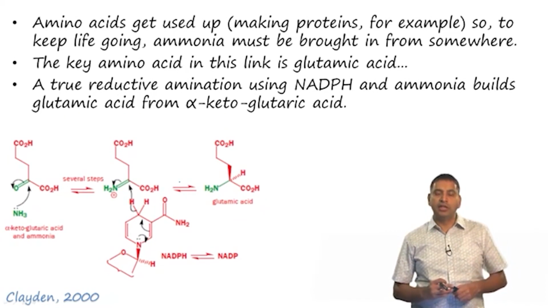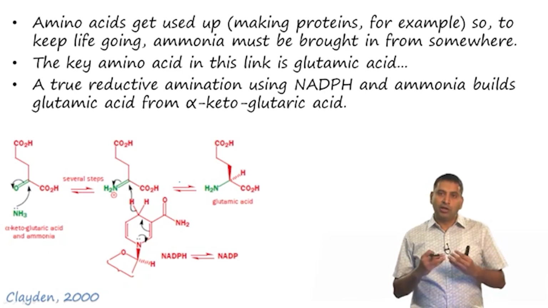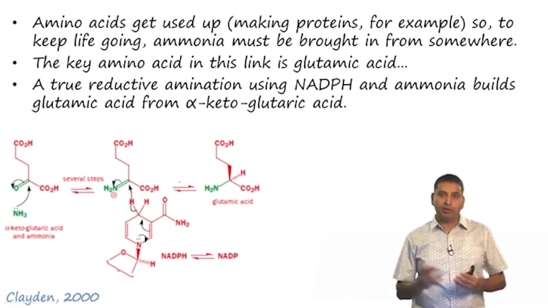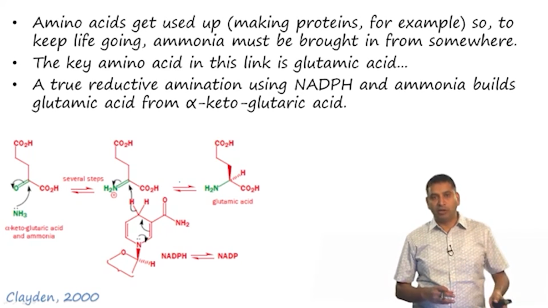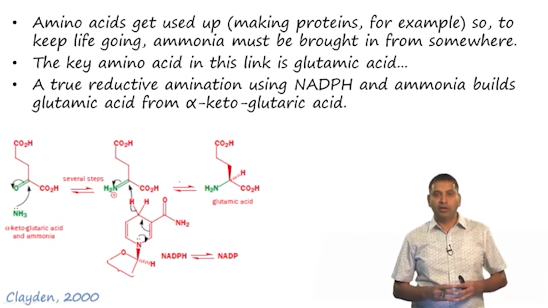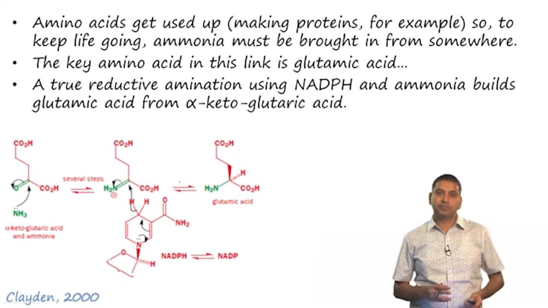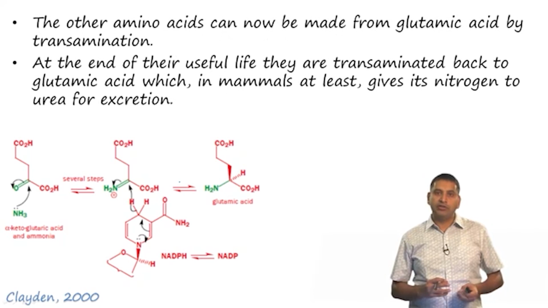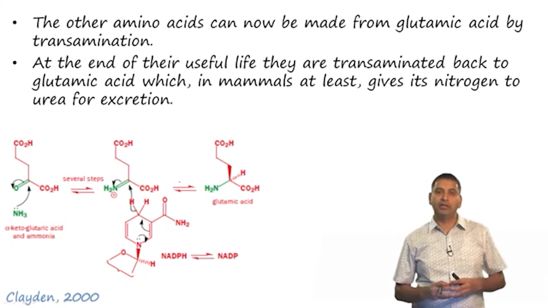Amino acids frequently get used up, for example, in making proteins. So, in order for life to keep going, ammonia must be brought in from somewhere. The key amino acid in this link is actually glutamic acid, as we have seen below. So, a true reductive amination using NADPH and ammonia builds glutamic acid from alpha keto glutaric acid. The other amino acids can now be made from glutamic acid by transamination. We have already looked at the steps in the previous slides.